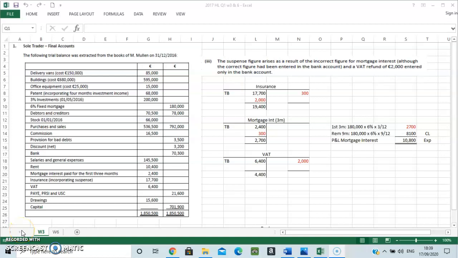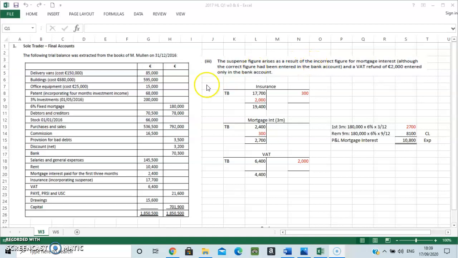Okay, we're going to have a look at the 2017 higher level question one, and we're just looking at one working here. It's working three, which is the suspense working. So this shouldn't take us too long. Let's read the working for a moment. It says the suspense figure arises as a result of.